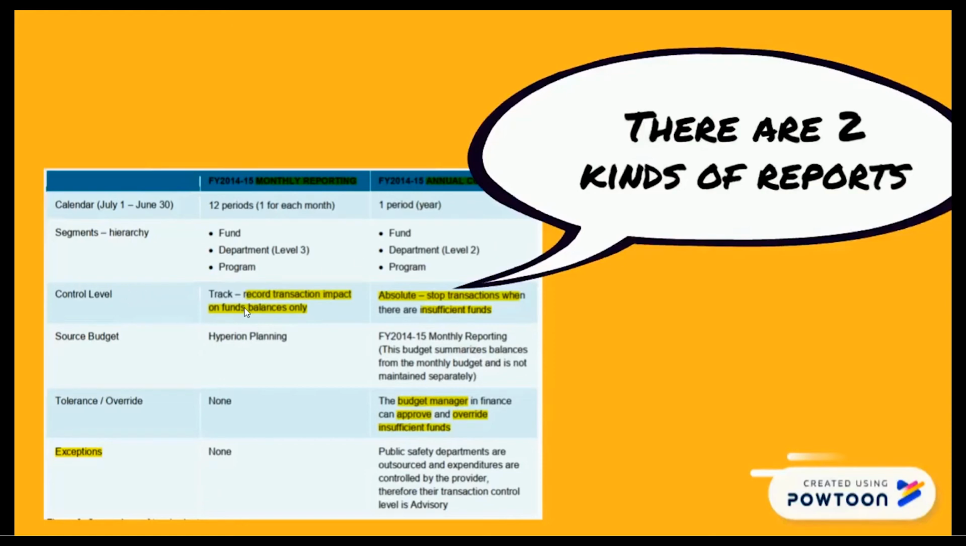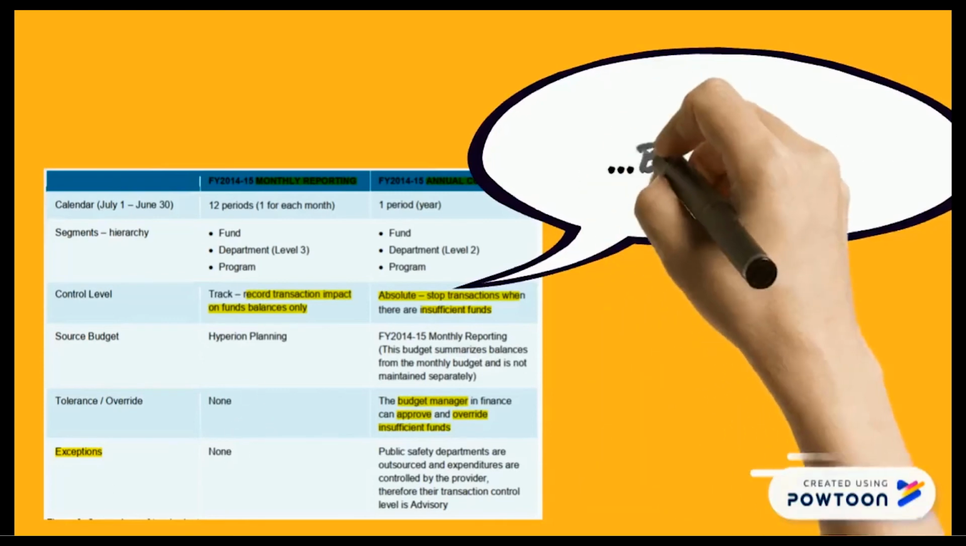The control level tracks and records the transaction impacts on the fund balance only. That means it will only focus on the balance of the monthly, for every single transaction. It is absolute. It stops a transaction when there are insufficient funds. That means if there is any problem with the transaction, it will be stopped immediately. So you can focus on this step as we move to the next part.